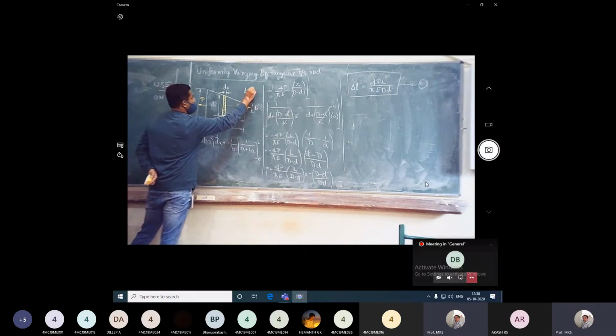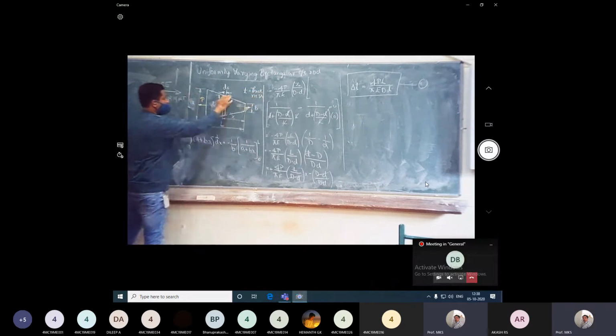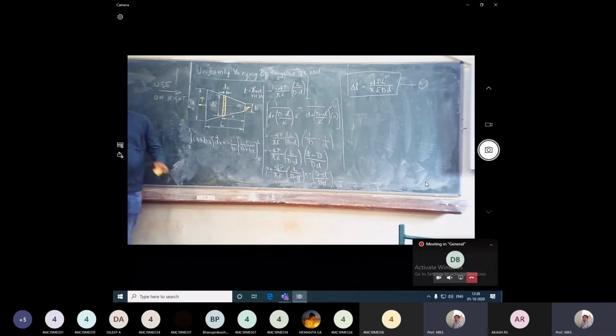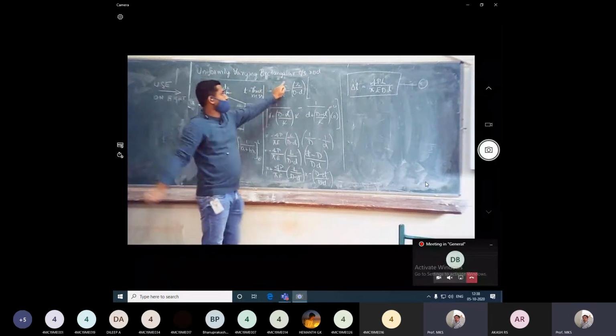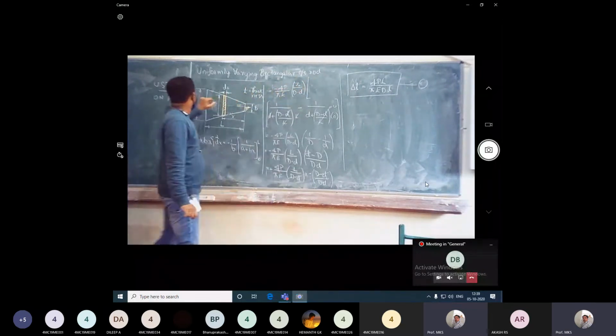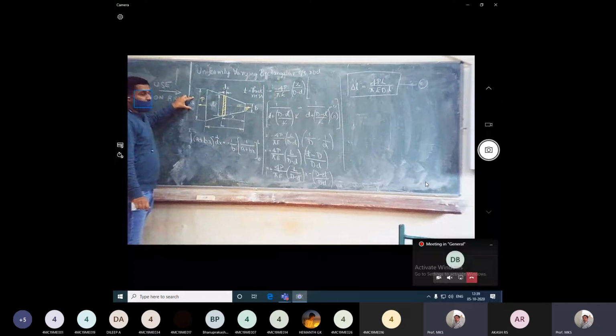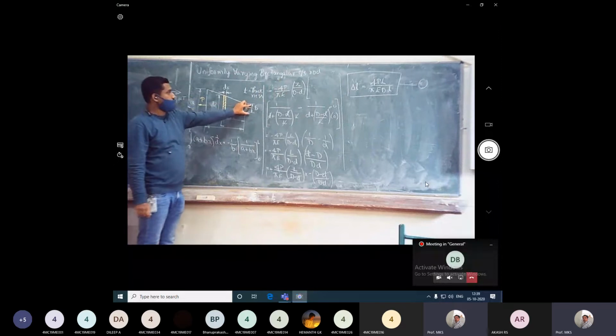T is the thickness of the rectangle, thickness of the rectangular beam. So you need to derive the expression for a uniformly varying rectangular cross section rod of width A at one end and width B at another end, with thickness t.